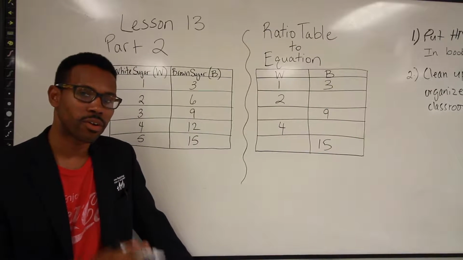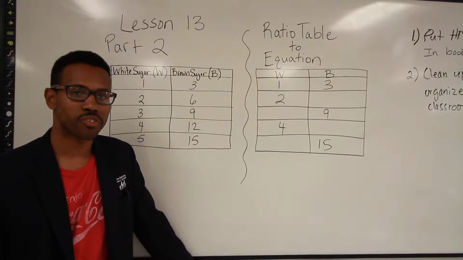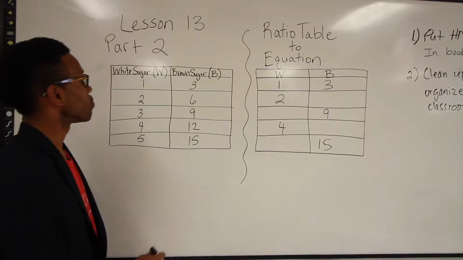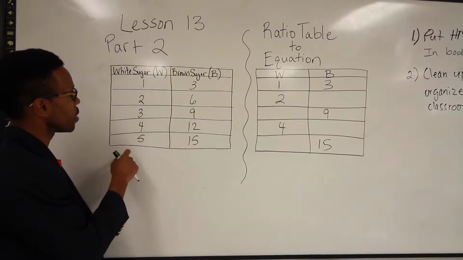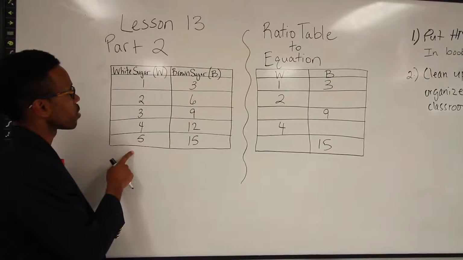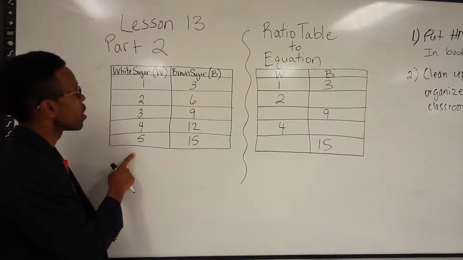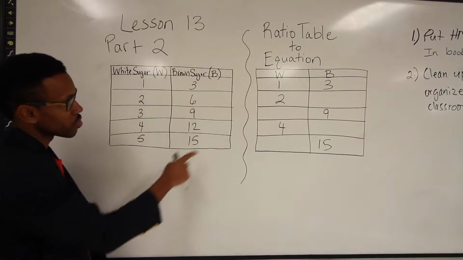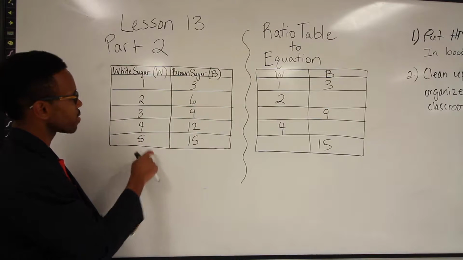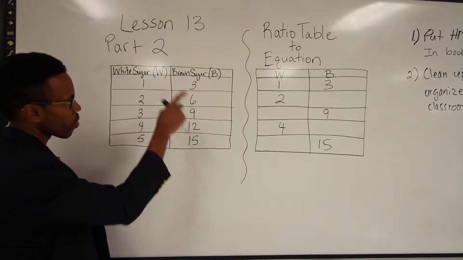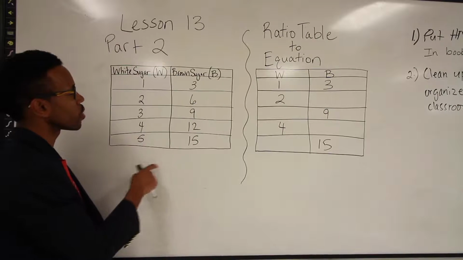In this video we're going to be going over part 2 of lesson 13. The other video that's already online shows just part 1, and I'm just going to briefly go over that section. This is the same ratio table that you've seen in part 1, the white sugar and brown sugar table. We went over this in class, that's why all the numbers are already filled in. I'm just going to go over it really quick.